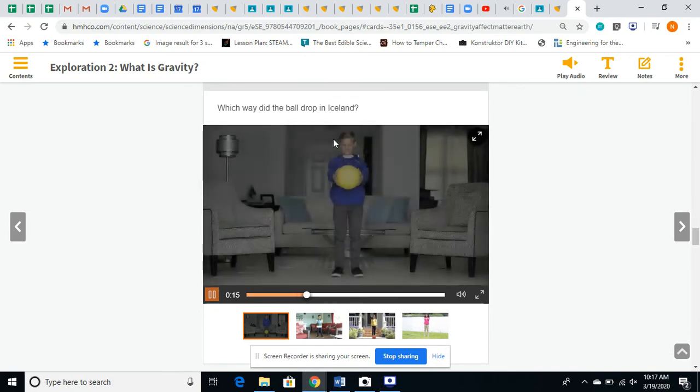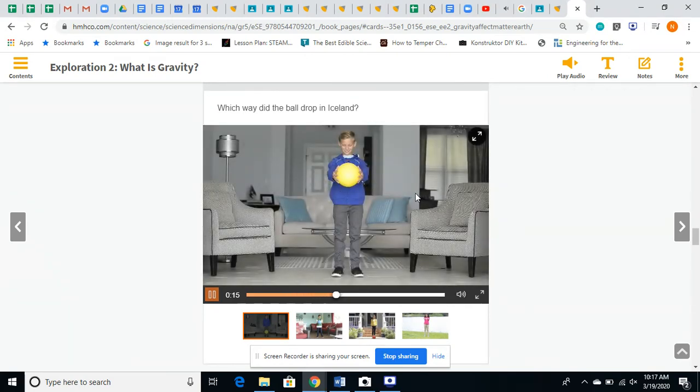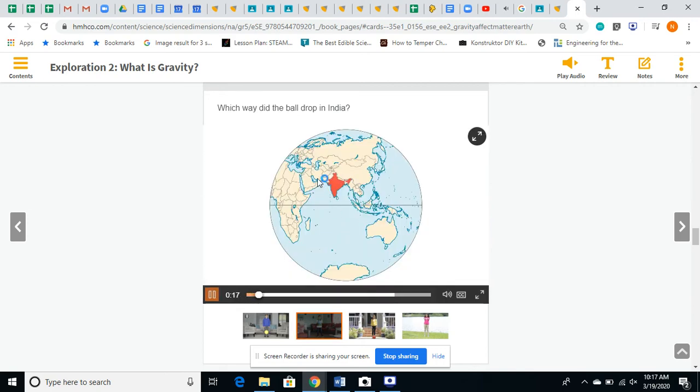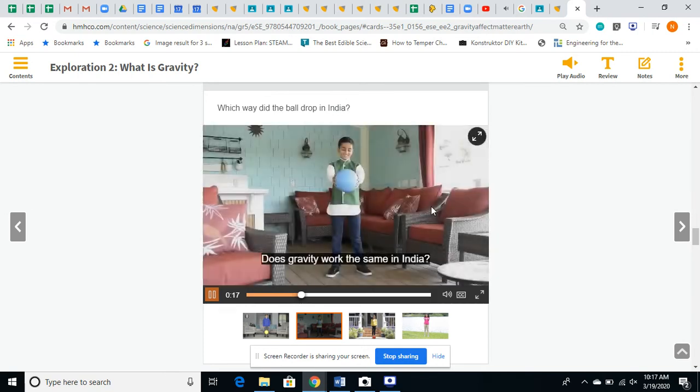Iceland's right up here. Here he goes. Dropped down. Big surprise, right? Next, India. India is in the northern hemisphere, but on the other side of the world here. Where did it drop? Straight down.